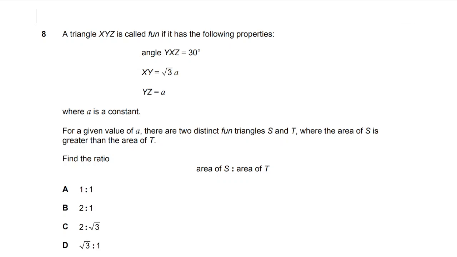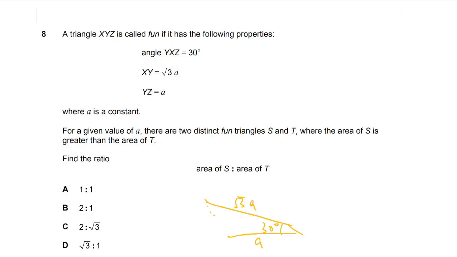Okay, so first things first, you sort of want to draw a diagram to visualize what's going on. So let's figure out where the two triangles are. The first way you could get this, let me just draw a rough diagram with 30 degrees here. So root 3 A is of course longer than A, right? So maybe this is root 3 A and this will be A.